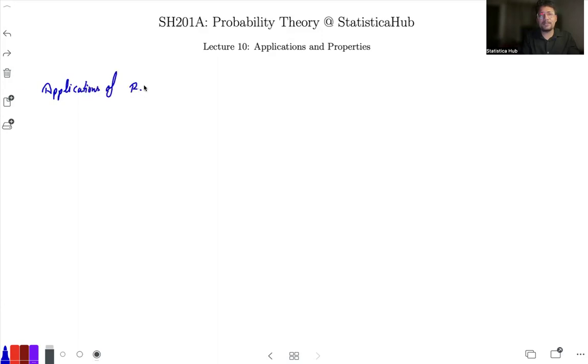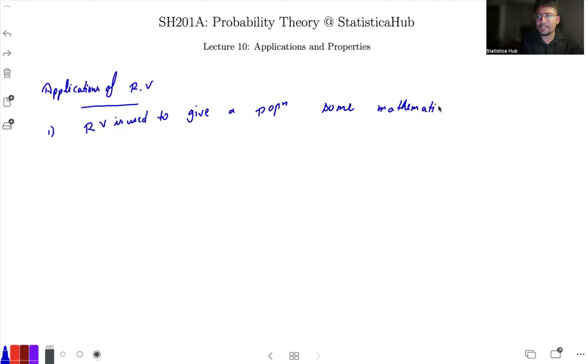Okay. So while I introduced you to the concept of random variable, I told you one thing: sometimes it may not be feasible for us to understand how the population is behaving. So we try to represent that particular population with the help of some sort of random variable. So the first thing that we can observe, a random variable is used to give a population some mathematical model. That's what we can see.